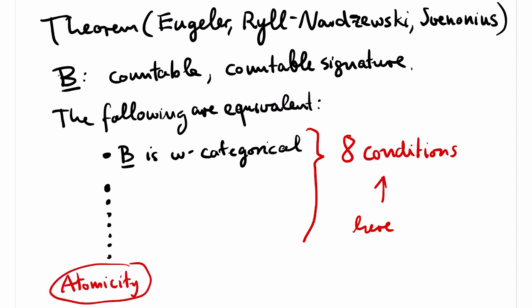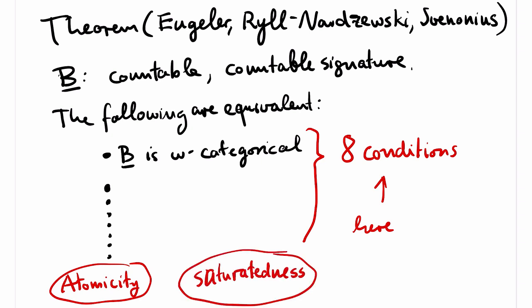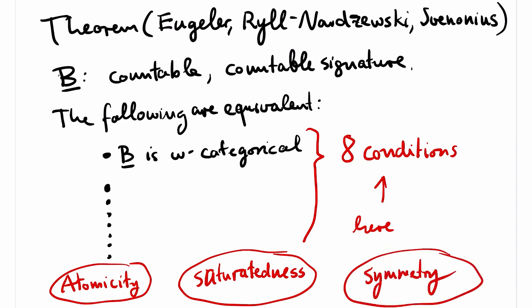There's one cluster of characterizations related to atomicity of models. Atomicity was the topic of the previous video. There's another cluster of characterizations related to saturatedness of models. Saturated models were the topic of another earlier video. Finally, there's an important cluster of characterizations related to symmetry of models. In fact, we will see that omega-categoricity of B is a property of the automorphism group of B.